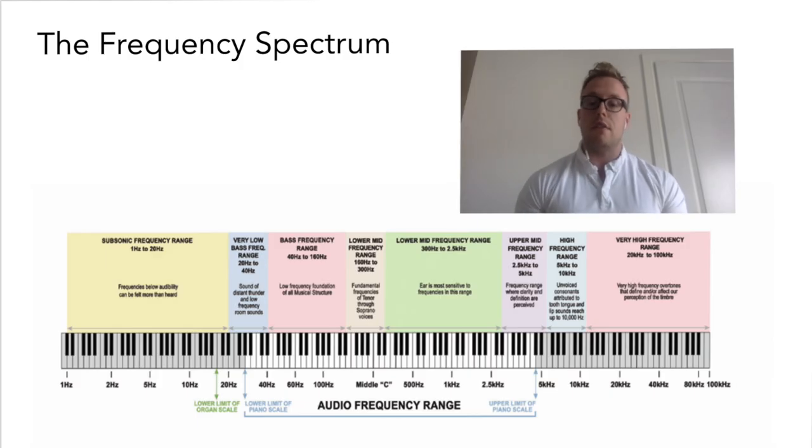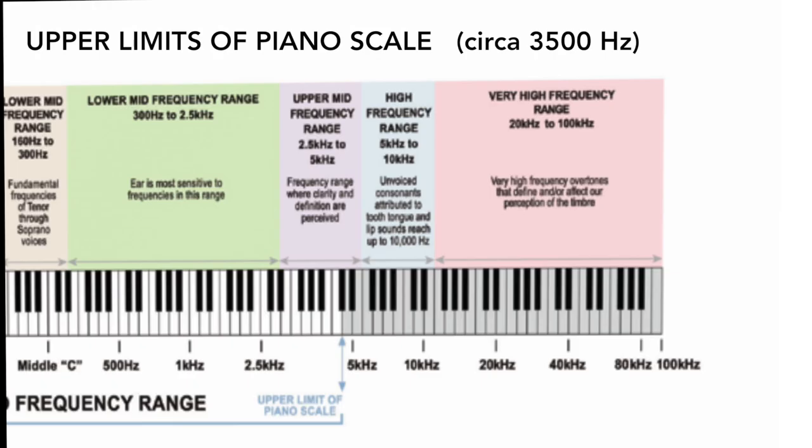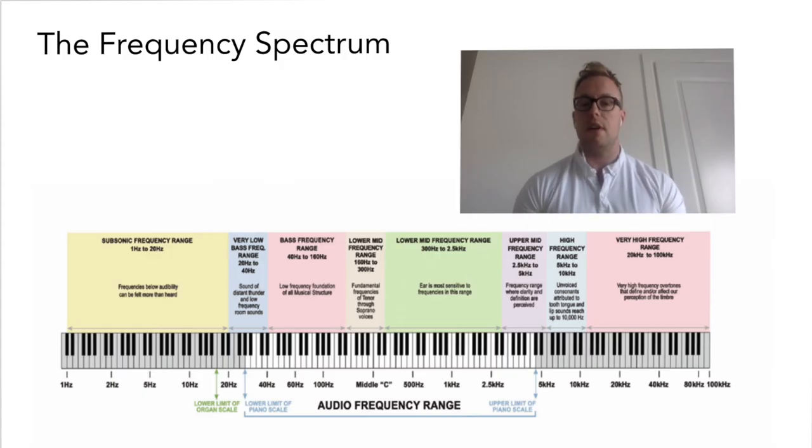And above that, you're in the high frequency range. So this is the sound of cymbals on a drum kit, hissing or sibilance from a voice. And then beyond that, it's outside the range of human hearing. So I hope that gives you an idea of what we refer to as the different ranges of sound.